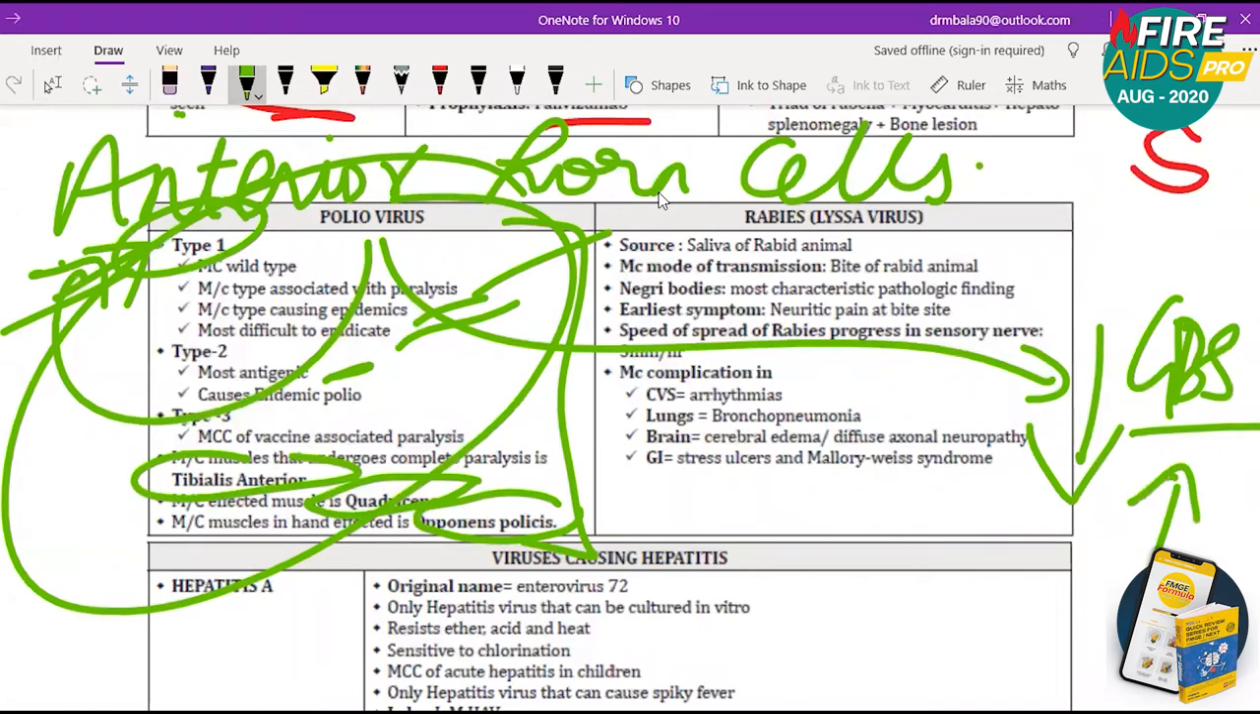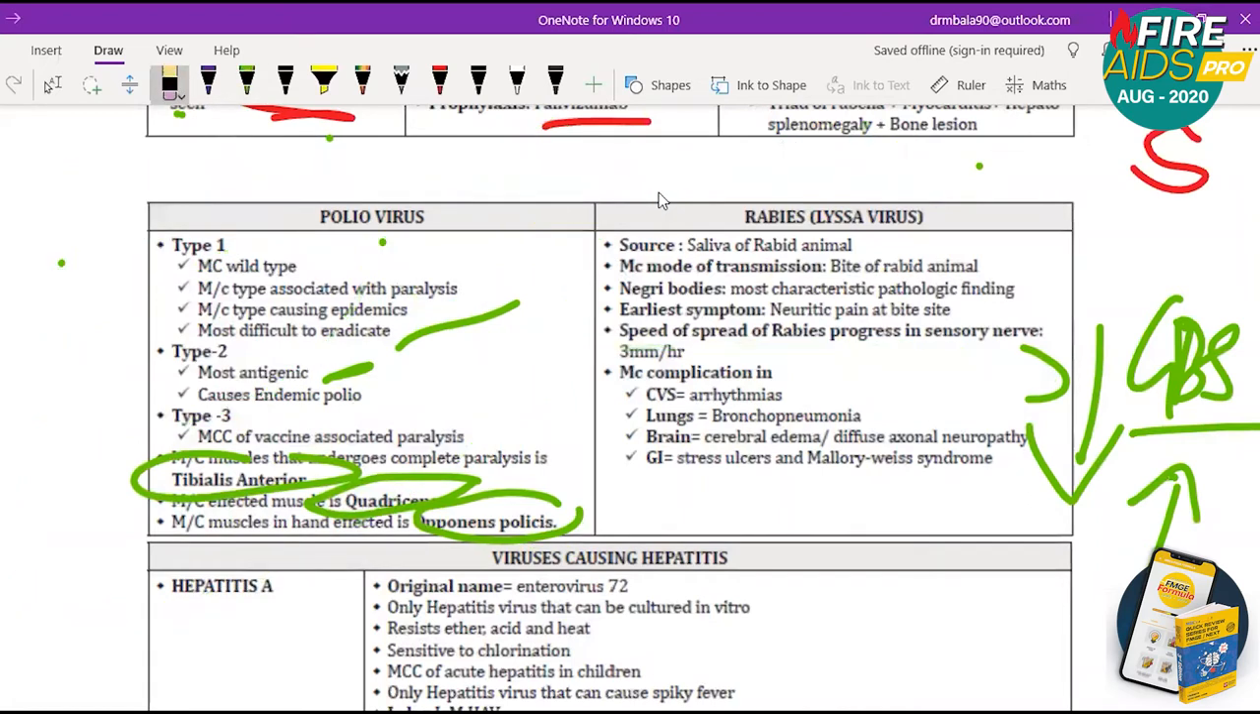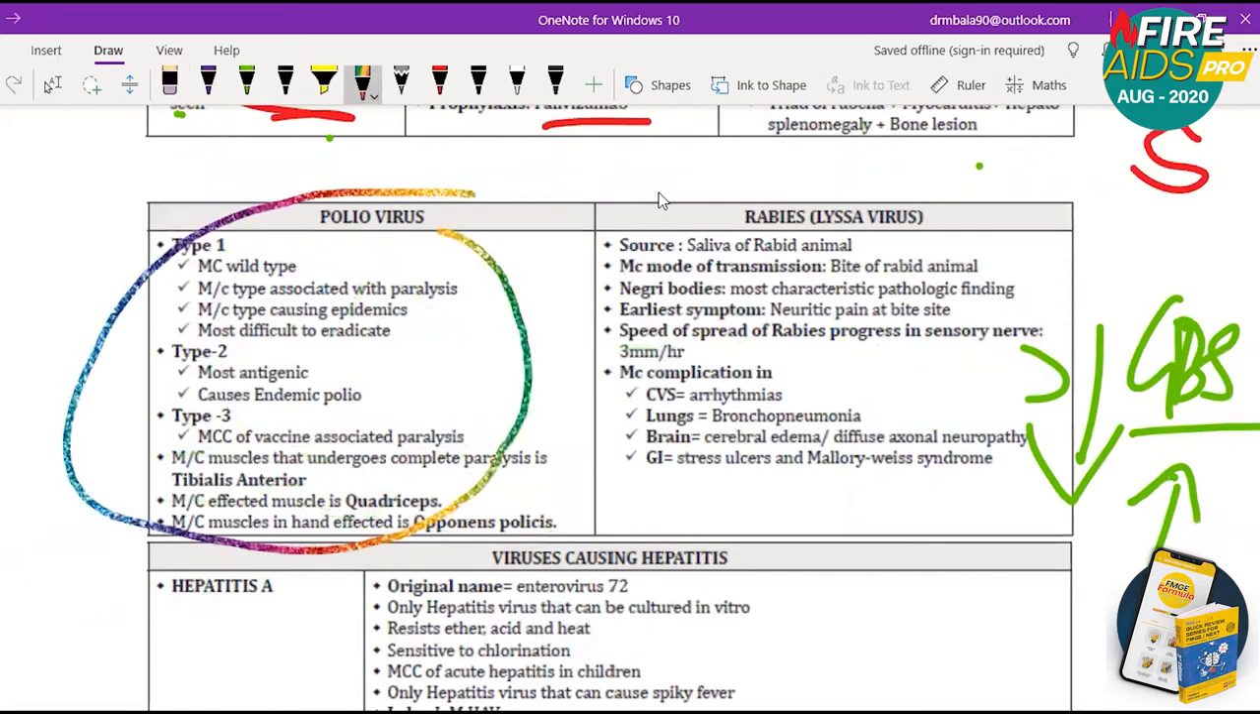Those are not microbiological MCQs. As far as microbiology is concerned, these types matter a lot. So then, jumping to rabies.